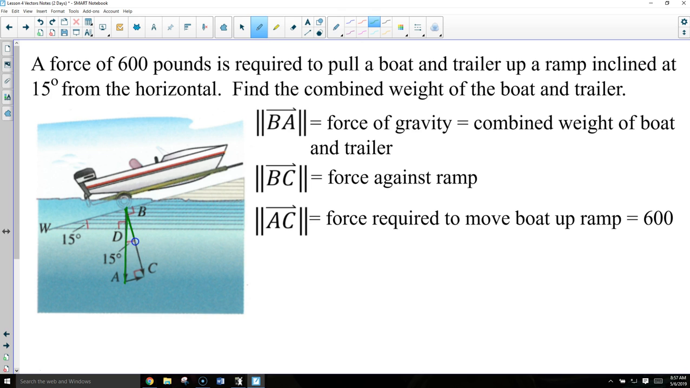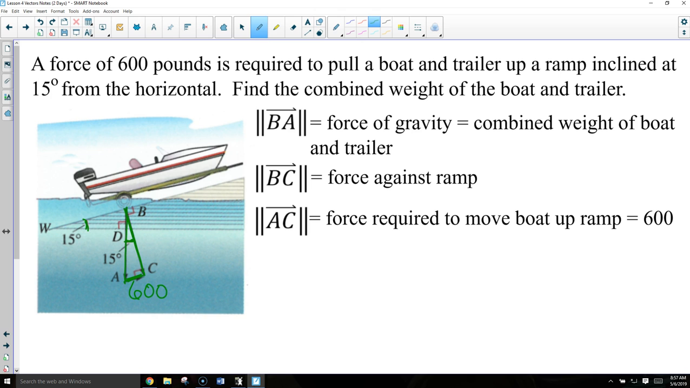Vector BC is the force against the ramp. We know that that's where the force of the ramp is, or the boat is going. And then AC, this is what they give us, is the force required to move the boat up the ramp. So this is 600 pounds. So when I look at that, we know that since this angle is 15, these two triangles are similar. We can go back and review a little bit of geometry and prove why those triangles are similar. But we know that that angle then would be 15 degrees.